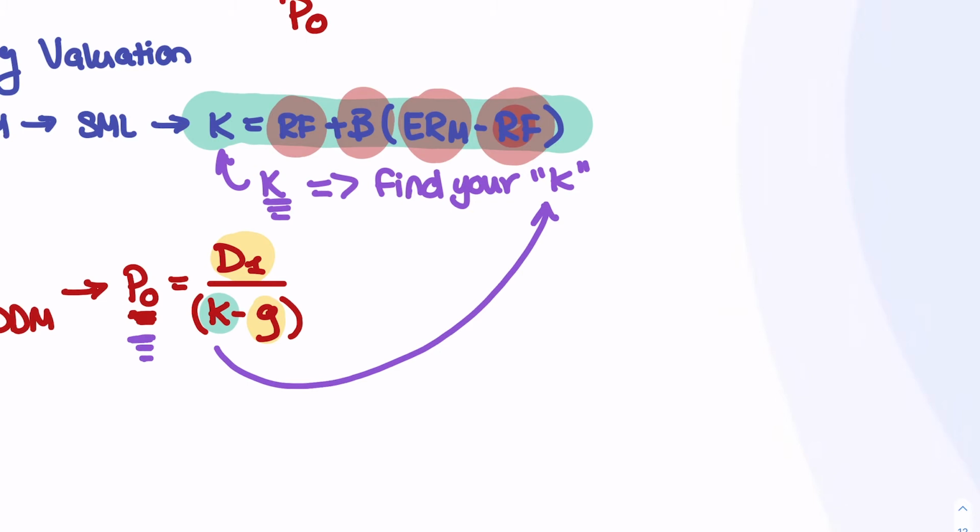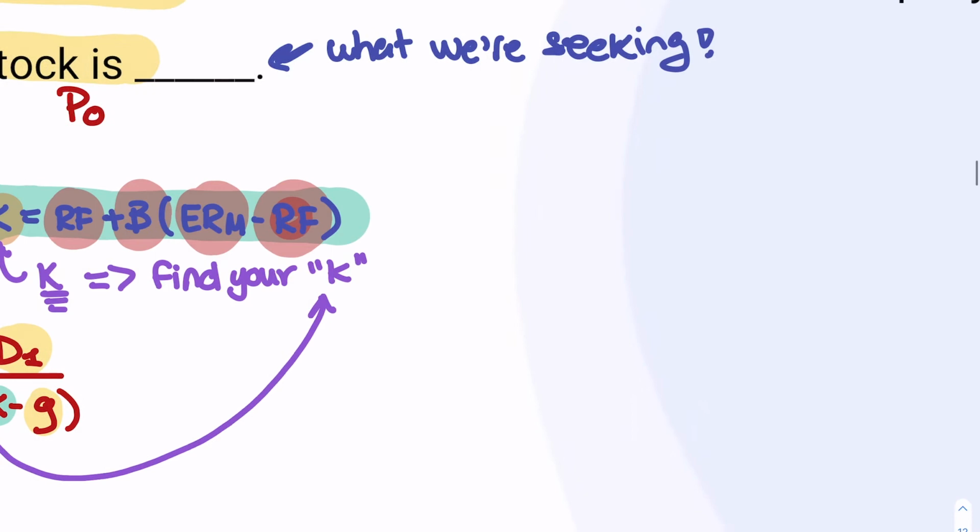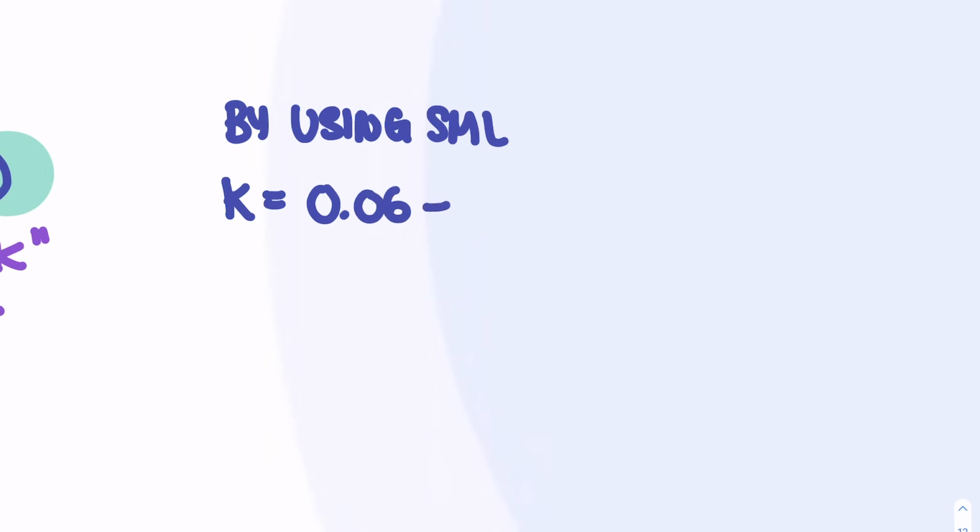All we need to do now is compute for K. So let's do that. Let's find our K together. And we're going to use the blue color to do so. So let's write this by using, and I'll zoom in just a little bit, the SML. By using the SML, we could figure out that K is equal to the risk-free rate, which we said was 6%, so 0.06, plus our beta, which in this case is negative.